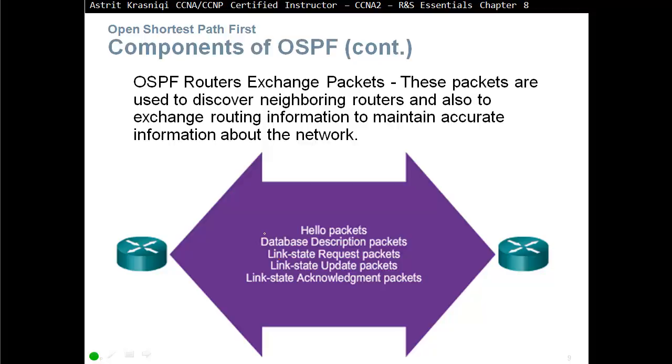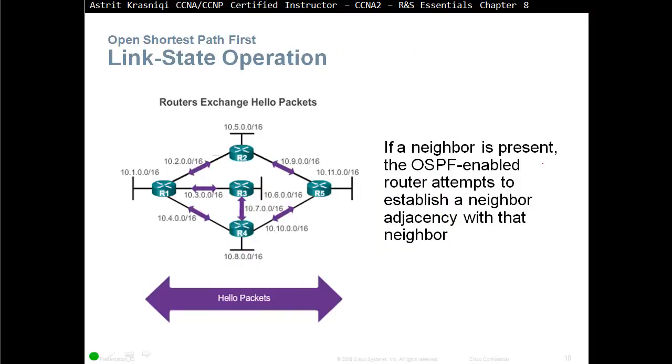OSPF has both reliable and unreliable delivery. Some of the packets can support reliable packet delivery. So the database descriptor is a reliable packet, the link state request is a reliable packet, and the link state update is a reliable packet.